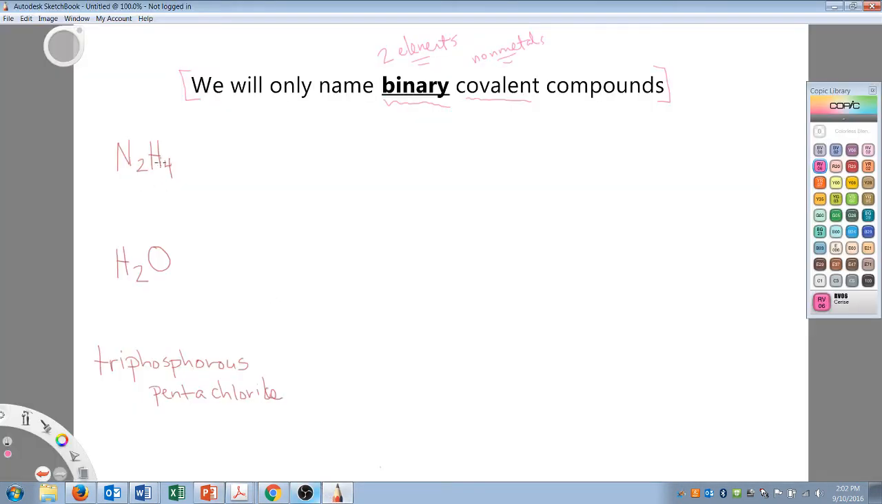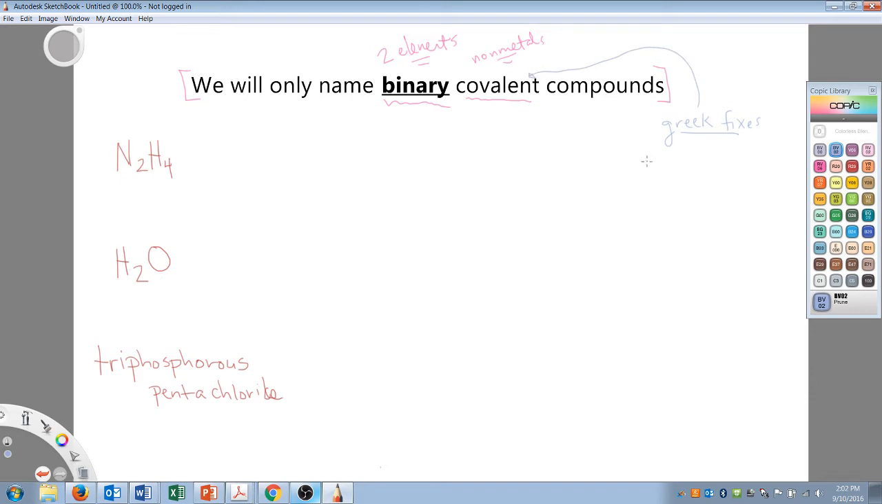So I'm going to teach you the rules. They're really quite straightforward, far more simple than ionic stuff. If you look at something and you believe you have a binary covalent compound, such as in this case where we have nitrogen and hydrogen, we need to learn some Greek prefixes. Okay, so we've got to learn these Greek prefixes. I'll make a list here for you. They're also in your book. The Greek prefixes are how we're going to name covalent compounds.